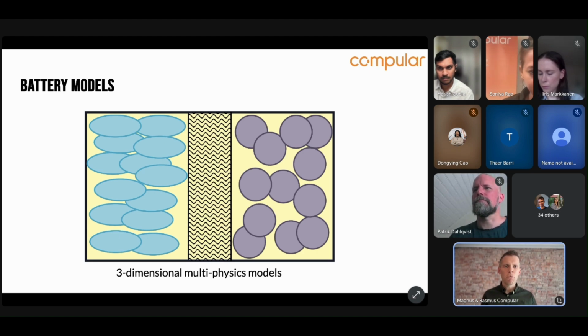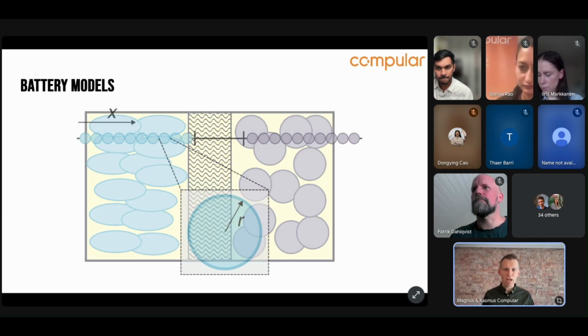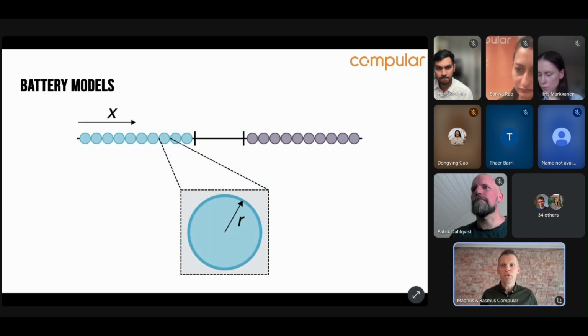But those kinds of models tend to become quite expensive. So what people usually do is that they squash the battery, so to say, into 1 dimension. They average over the y and z directions, if you like, and you're left with just one coordinate x that takes you from the anode over the separator to the cathode. So that makes it a lot simpler, but you cannot make it too simple.